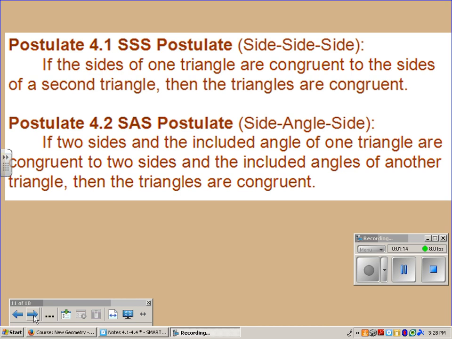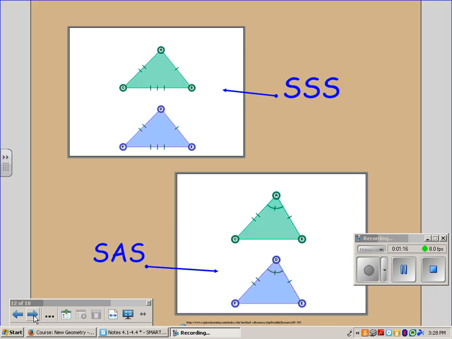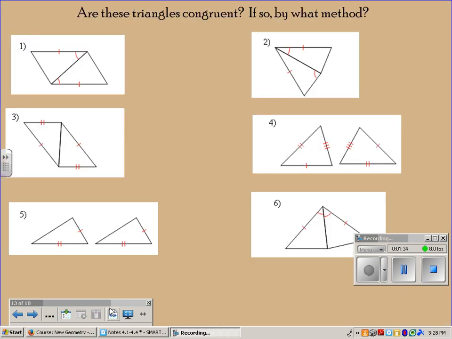So this is a brief look at what SSS and SAS look like. We have three pairs of sides equal with the SSS, and then with the SAS, again, notice how that angle is right in between the two equal sides. That's really important. So we're going to focus on whether we've got an SSS or an SAS, or if we don't, then it could be a none. And we're going to talk about that.